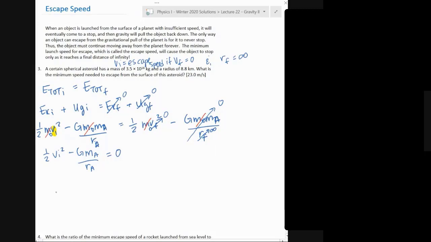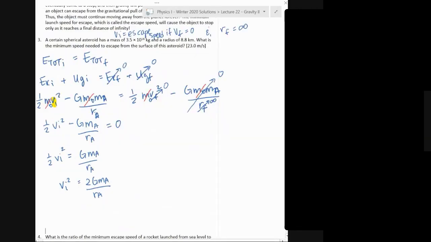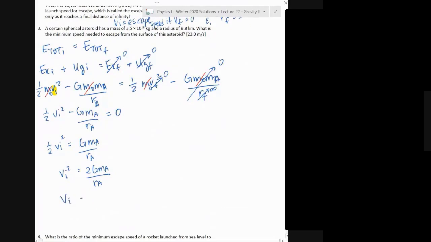So you're going to bring the G MA over RA to the other side. And then you're going to get rid of the 1/2, so you can times both sides by 2. And then you're going to square root 2g mass of whatever this is, asteroid in this case, but it could have been a different planet. Like it could be a planet, mass of the Earth, radius of the Earth, or maybe you're on the moon, it would be mass of the moon, radius of the moon.